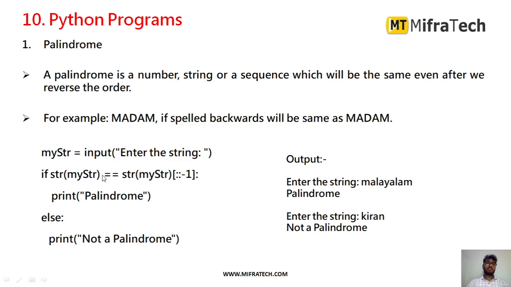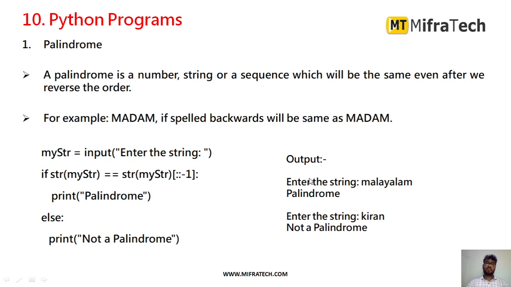I am checking whether the string my_str is equal to the reversed string. For that I am using slicing, so it will slice the string in reverse order. It is going to check whether the given string and the reverse order string are equal. If both are equal, it will print palindrome. Otherwise I am going to print it is not a palindrome.